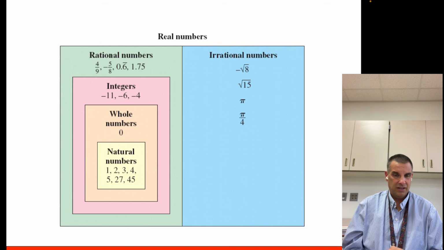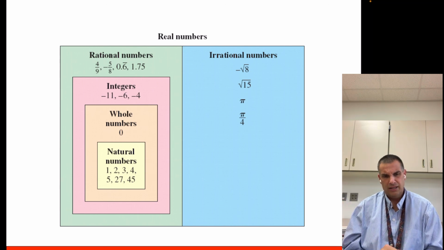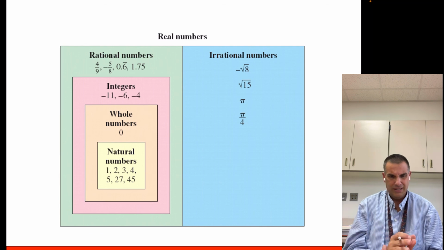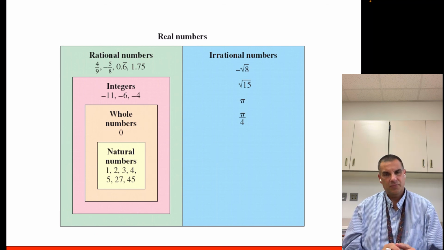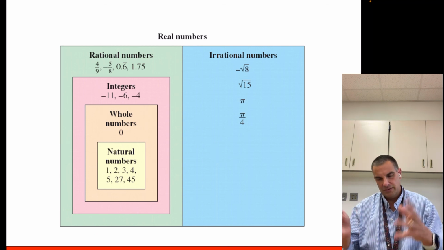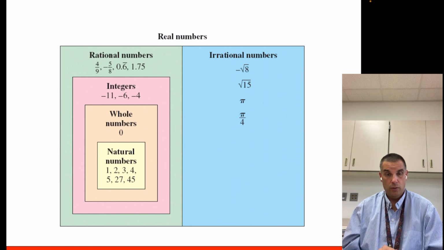If something is a whole number, it doesn't mean it's an integer. I'm sorry, I went the wrong way. Something's a whole number doesn't mean it's a natural number, because 0 is not a natural number. Integers aren't necessarily whole numbers. They don't have to be. And then you kind of get irrational numbers. And irrational numbers are really their own thing.